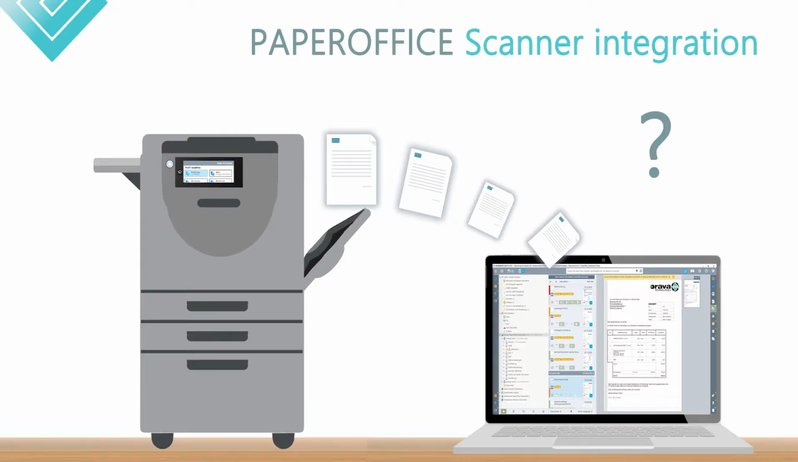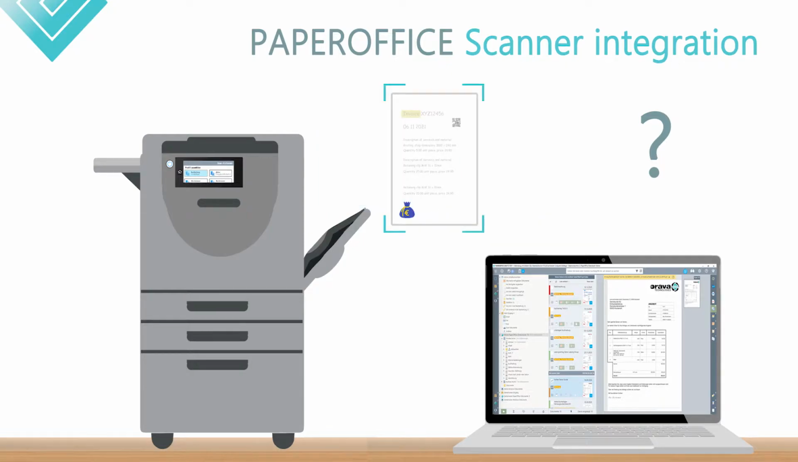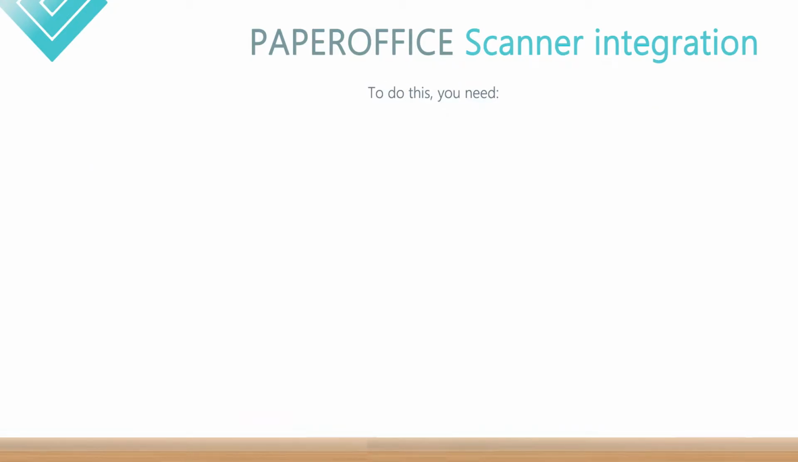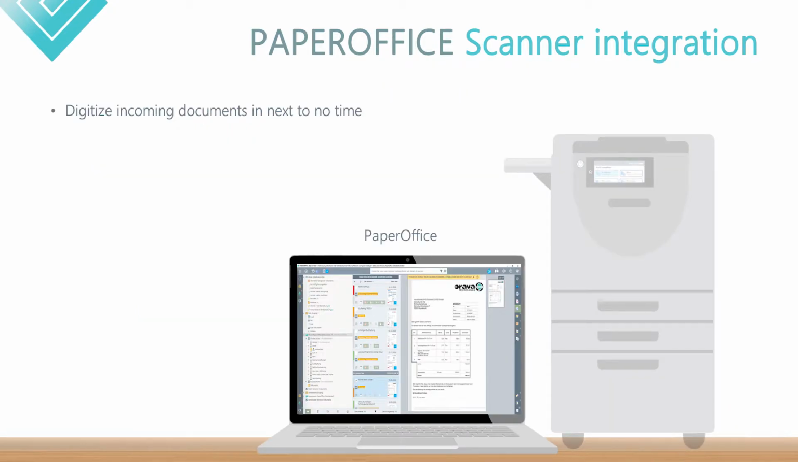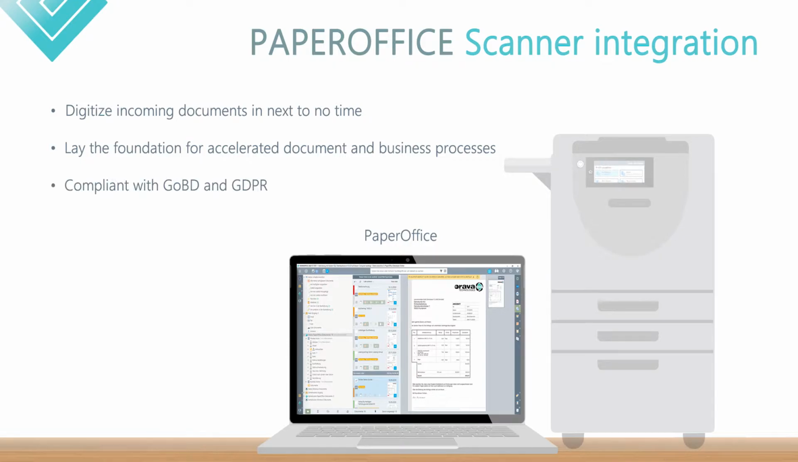Wouldn't you also like to digitize all paper documents directly from your existing copier or scanner, make them completely searchable and assign tasks or, for example, workflows? All you need is your copier and PaperOffice. In just a few steps, we will show you the guaranteed best and most proven solution, because today's workshop is about how you can digitize incoming documents in no time, thanks to your existing scanner and the use of PaperOffice DMS, and thus lay the foundation for accelerated document and business processes, and also GOBD and GDPR compliant if you need this.